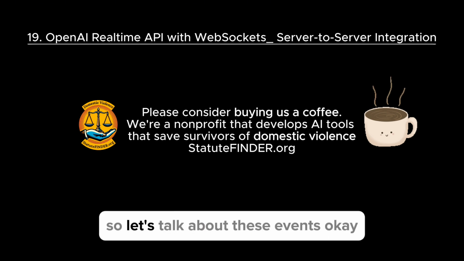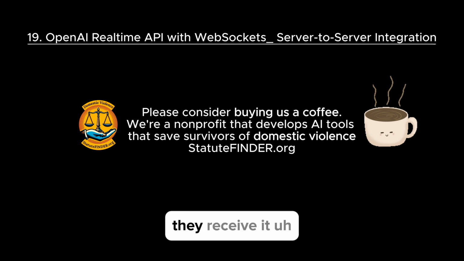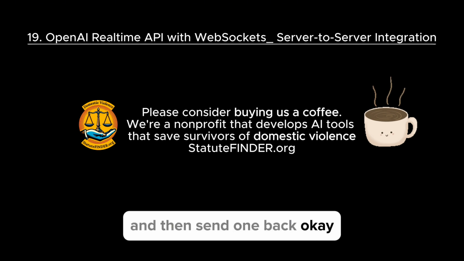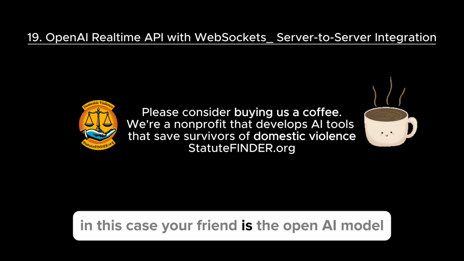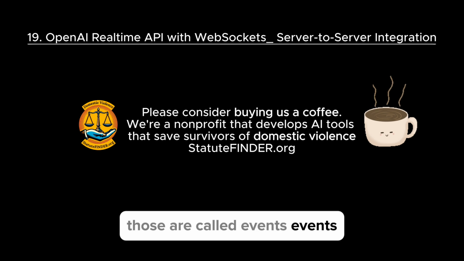Can't wait. All right, so let's talk about these events. Think of it like you're texting back and forth with a friend. You send a message, they receive it, think about it for a second and then send one back. In this case, your friend is the OpenAI model. And those messages that you're sending back and forth, those are called events. They're the building blocks of your real-time interaction.